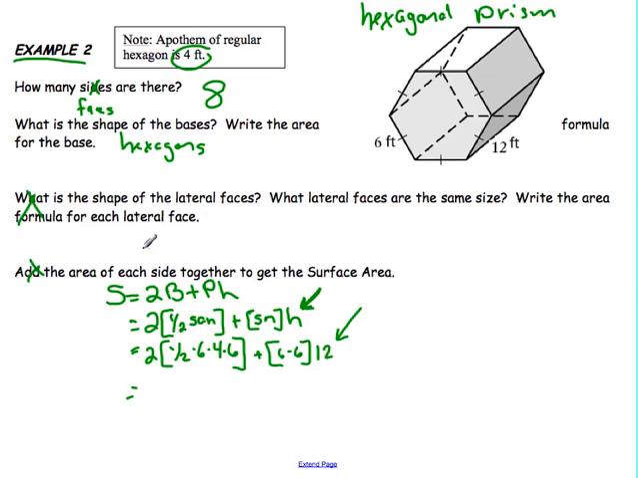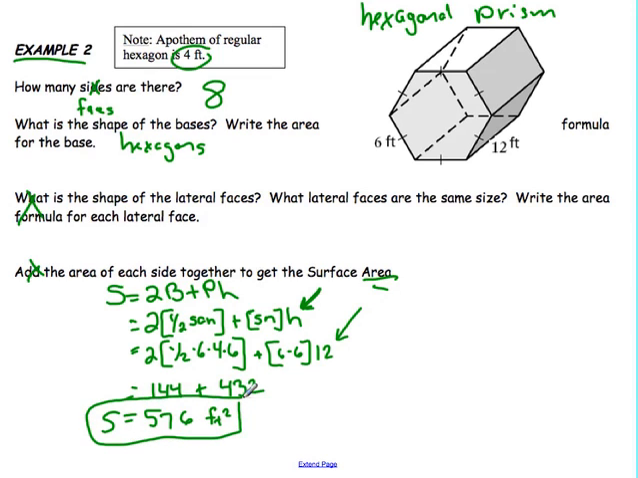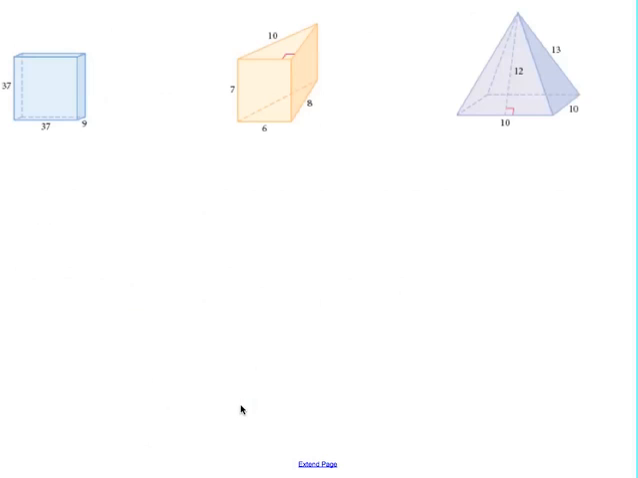When you multiply this number, the 2 and the 1/2 are going to cancel, so we have just 6 times 6 times 4, which should give us 144. We will add to that 6 times 6 is 36 times 12, which should give me 432, I hope, which gives me a grand total of 576. When I talk about surface area, area always has square for its units. So this is going to be 576 square feet.